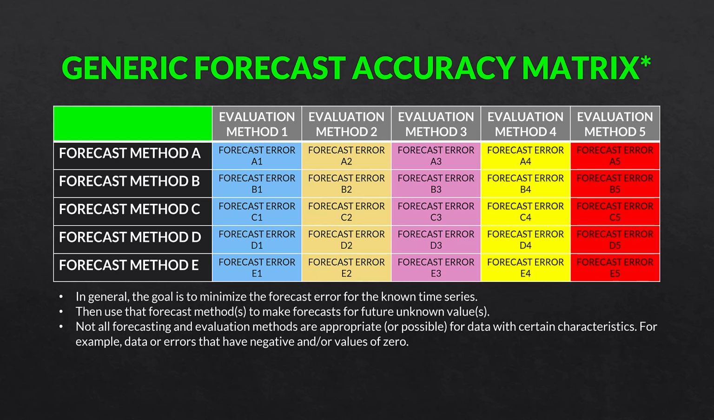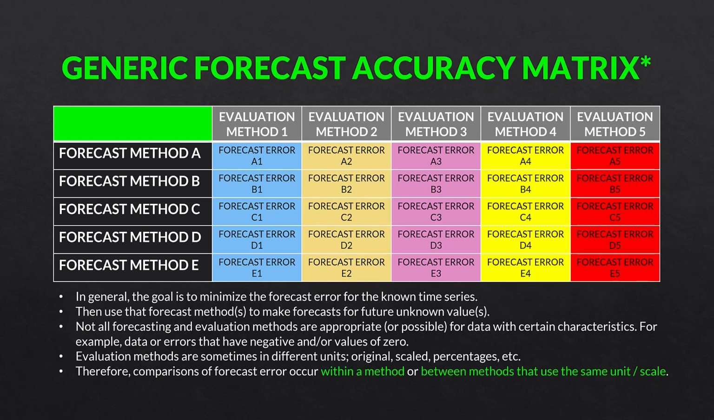Now, not all forecasting and evaluation methods are appropriate or even possible for data with certain characteristics. For example, data or errors that have negative and/or values of 0 will be inappropriate for certain methods. Evaluation methods are sometimes in different units. So it can be in the original units of the time series itself. They could be scaled or standardized in some way. They could be percentages and so on. So all the evaluation methods may not be in the same units. Therefore, comparisons of forecast error occur within a method. For example, in this case, it's the colored columns, or between methods that use the same unit or scale.